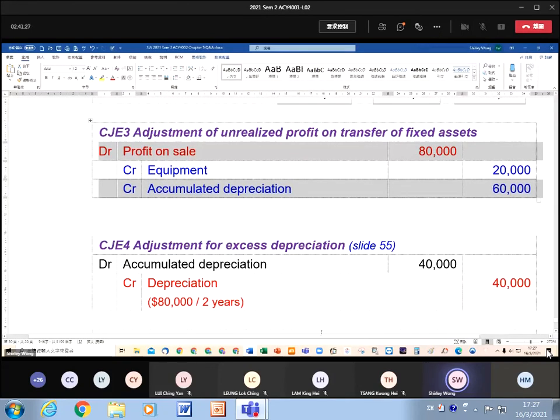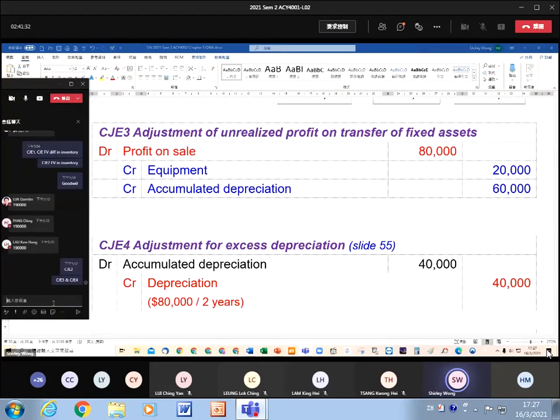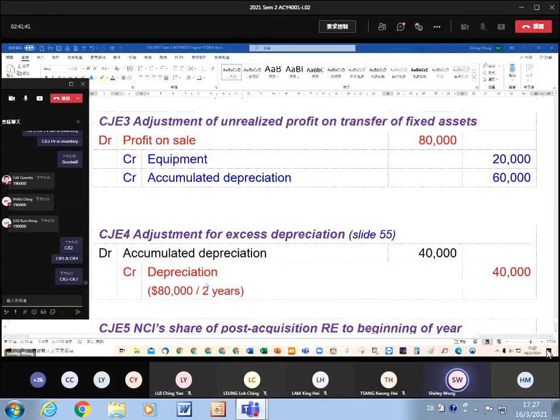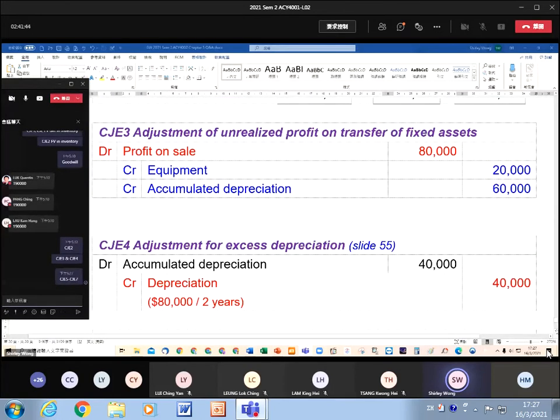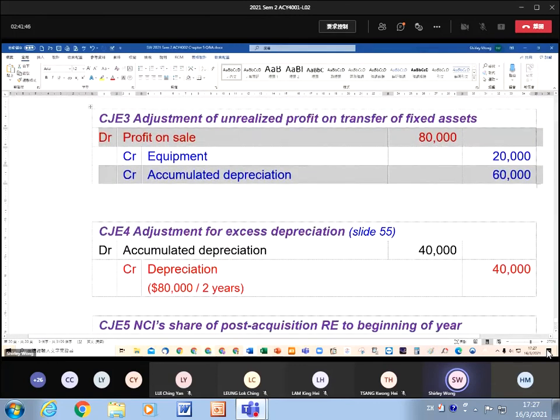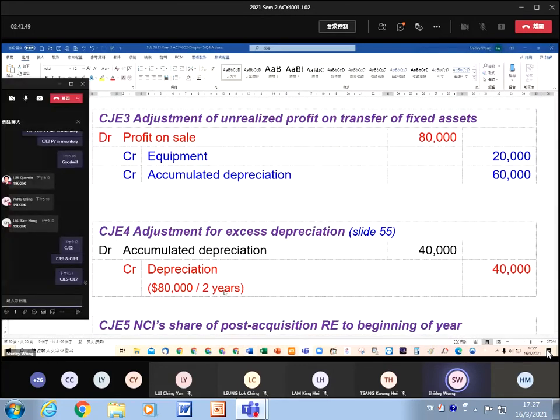Finally, the last entry will be CJE 5, 6, and 7. So what will be CJE 5 to CJE 7? Again, this will be the NCI adjustment. One is to find out the NCI share of the opening retained profit. Second will be reverse of the dividends. Third will be to calculate how much of the current year's profit is to be shared to NCI. So another 5 minutes for you to prepare CJE 5, 6, and 7.